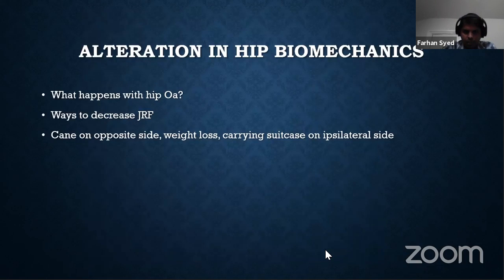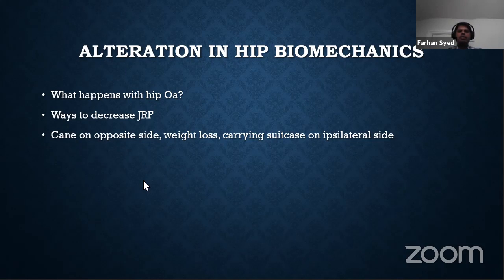Moving on to what are the alterations in the hip biomechanics. What happens in hip osteoarthritis? In hip osteoarthritis, there is loss of friction in the joint. As there is degeneration, the cartilage becomes more rough. And as you know, once it becomes more rough, there is increased friction. This leads to increase in the joint reaction forces. So when you are trying to manage this problem conservatively, what you want to do is decrease the joint reaction force. The 3 common methods by which you can decrease the joint reaction force are: 1, by starting to use a cane on the opposite side; number 2, by weight loss; number 3, by carrying a suitcase on the ipsilateral side.